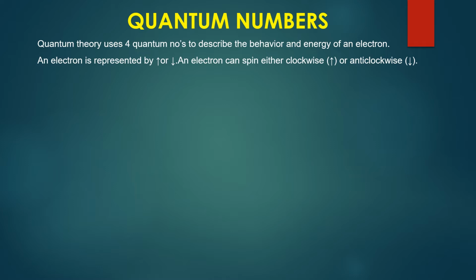First of all, we need to understand how to represent an electron. When we are drawing the atomic structure of an atom, we are going to represent an electron by an arrow which is pointing up, or an arrow which is pointing down. This indicates that the electron is spinning either clockwise or anti-clockwise. If the arrow is pointing up, that means the electron is spinning clockwise, and if the arrow is drawn like this here, that means the electron is spinning anti-clockwise.